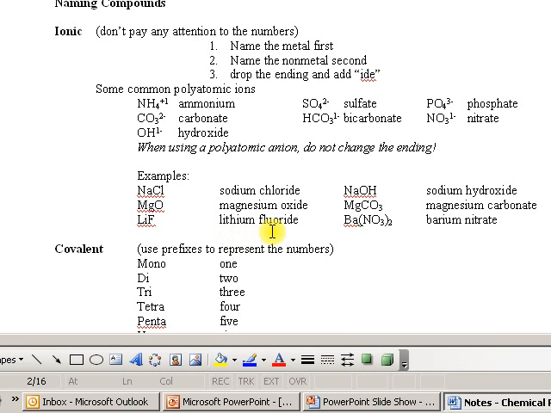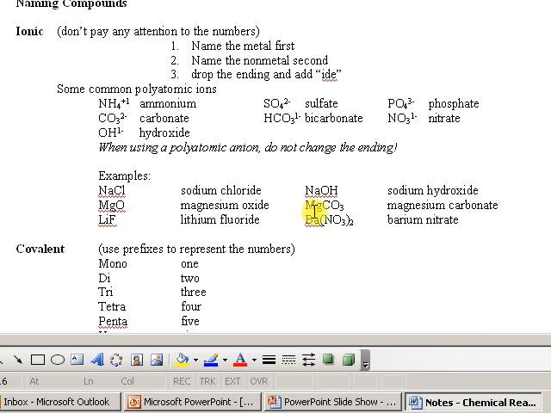Now, there are some special examples here on our notes page that describe polyatomic ions, and here we have a list of some common polyatomic ions. And when you use a polyatomic anion, do not change the ending. So here we have Na, which is sodium, and OH, as we see in our list of polyatomic ions, is a hydroxide, so sodium hydroxide. Mg is magnesium, CO3 from our list is carbonate, so magnesium carbonate, and Ba is barium, NO3 is nitrate, as we can see here again from our list of polyatomic ions.